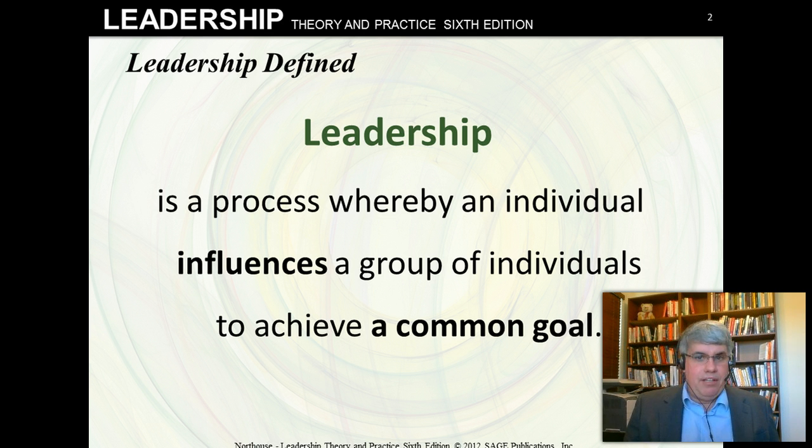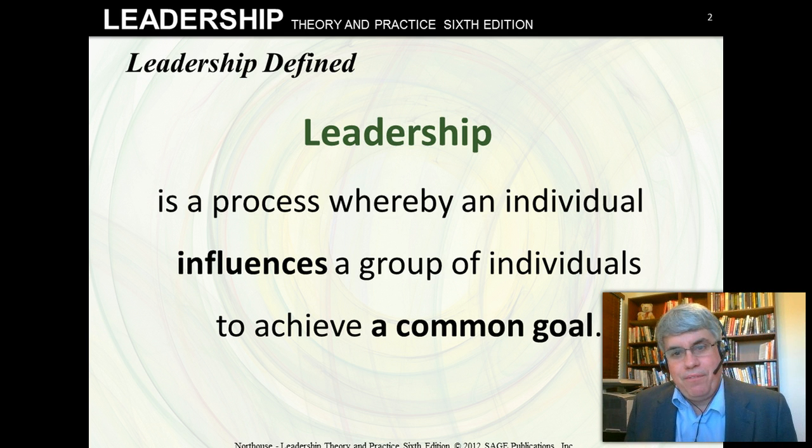So we've got various elements in here. The first you might notice is that you've got an individual who is the leader. You've got a group of individuals who are the followers. And then you have what the leader does. First of all, the individual influences, and that's the idea of having an effect on people. And the second key idea is that they're moving towards a common goal. And this common goal is really important. Leading is going towards a goal.